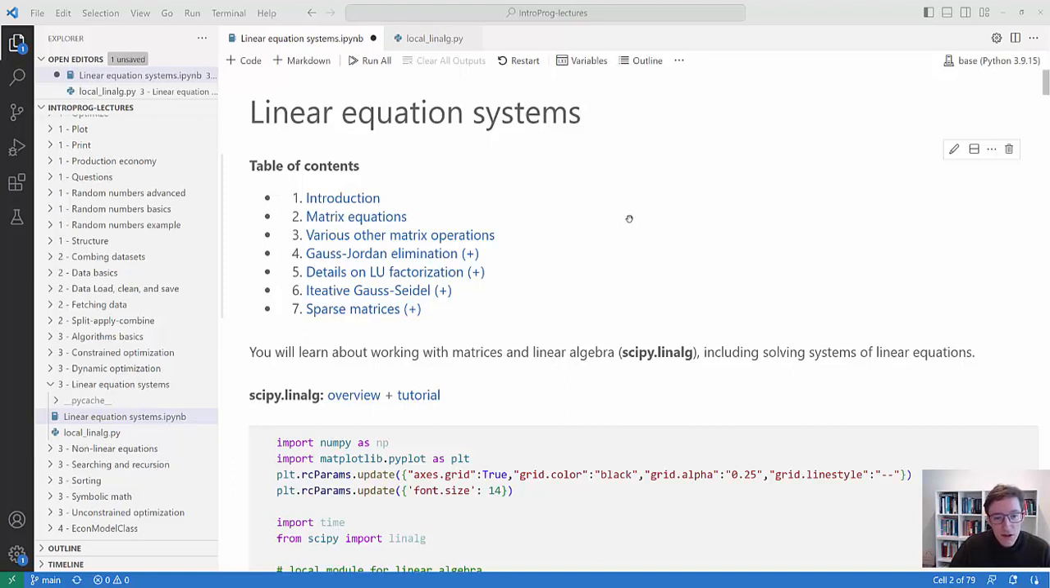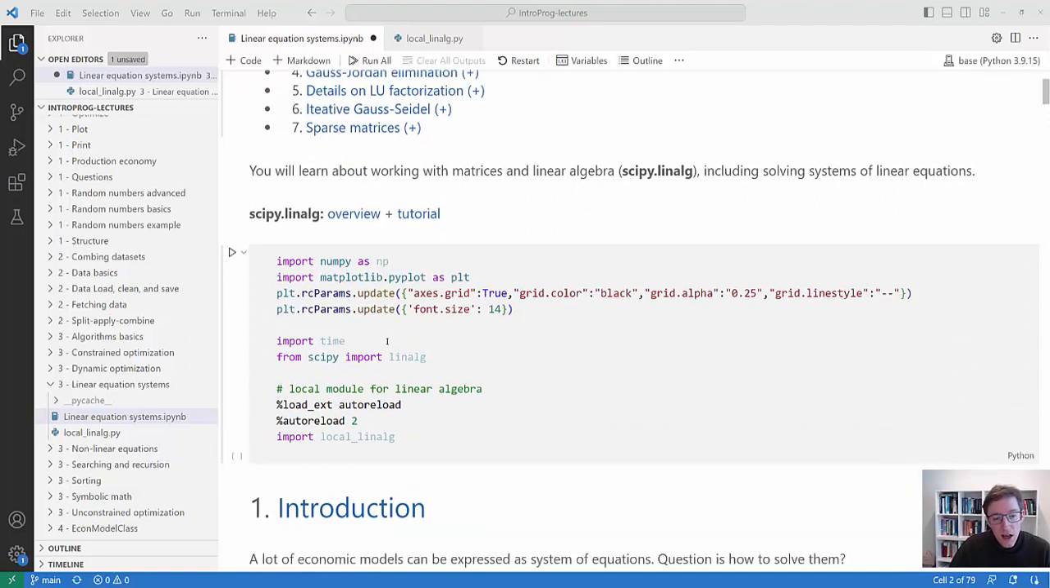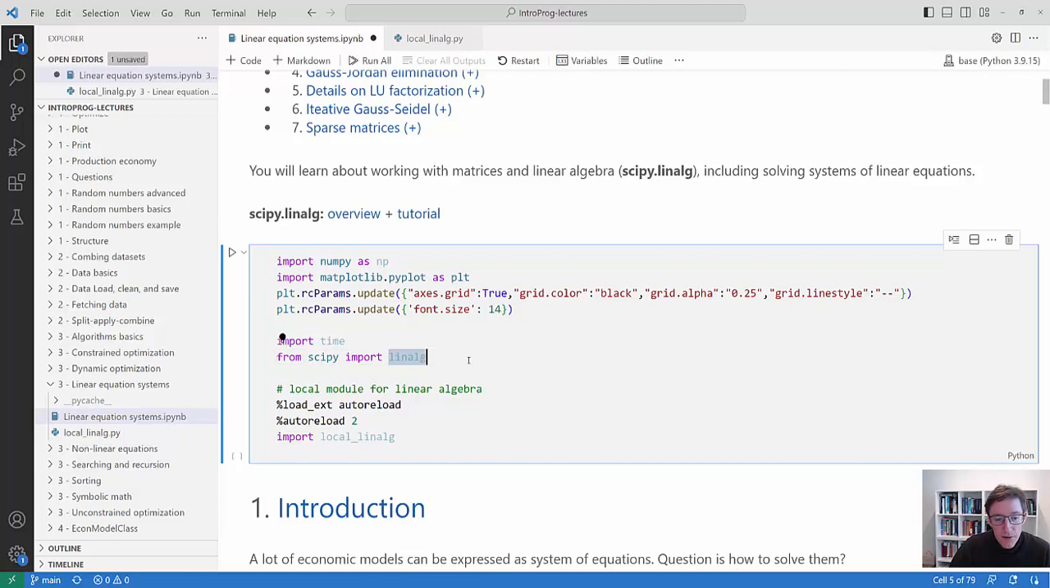In this video we will discuss how to work with matrices in linear algebra in Python using scipy.linalg, and especially we will discuss how to solve systems of linear equations. So as normally I will import NumPy and some plotting tools, and then I will import the timing module to do some timings, and then I will import this linalg sub-package, which will be central for what we will be doing today. I will also be importing a local package which will show some details about what can happen.